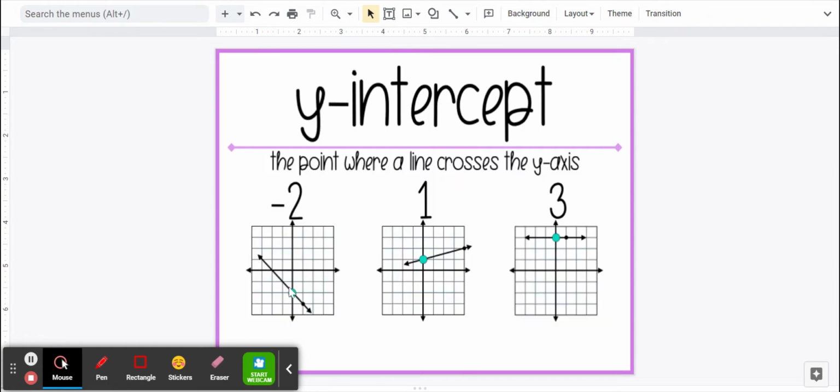Let's take a closer look at what these mean. The y-intercept is the point on the line where the line crosses the y-axis. So this line here intersects the y-axis at this point right here, which is -2. This line passes through the y-axis at +1. This line passes through the y-axis at +3.